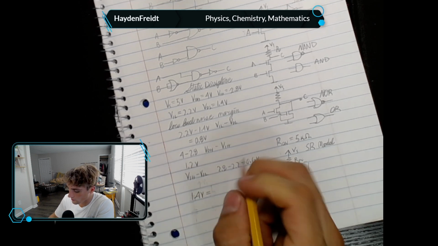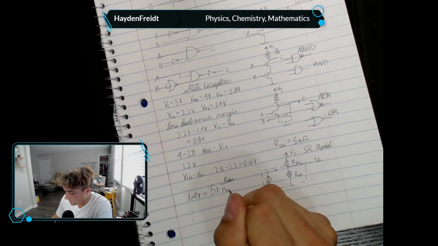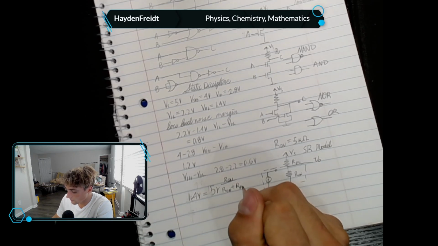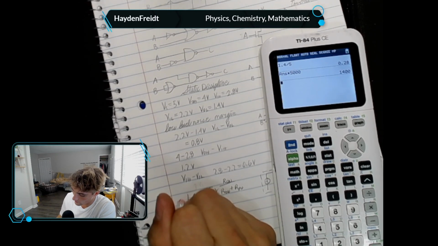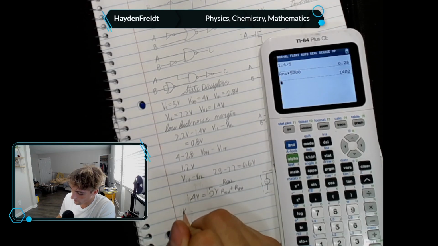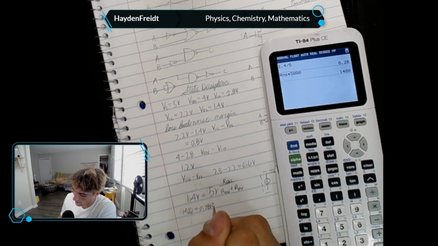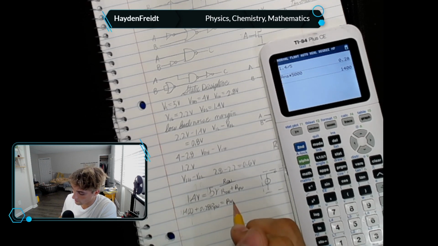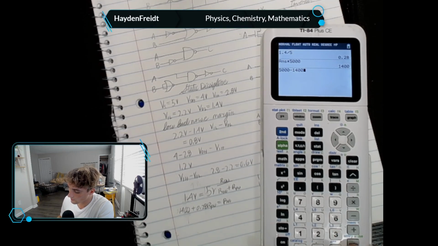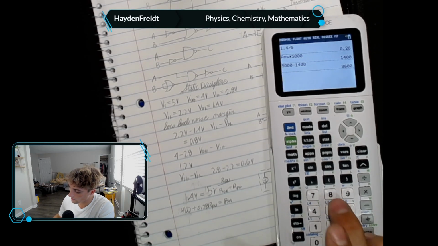1.4 volts equals, remember our voltage divider relationship, our input voltage, which is 5 volts, times R on over R on plus RPU. We know what R on is, so this is going to look like this. 1400 plus 0.28 R on, or RPU equals R on minus 1400, so 3600, and then that's going to be divided by 0.28.